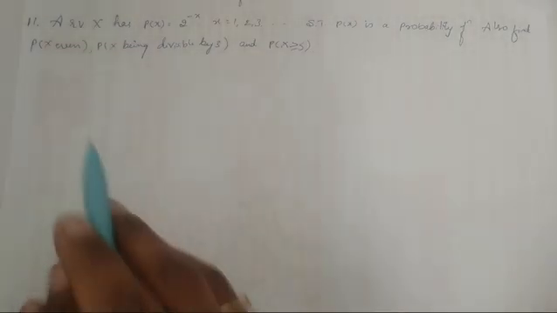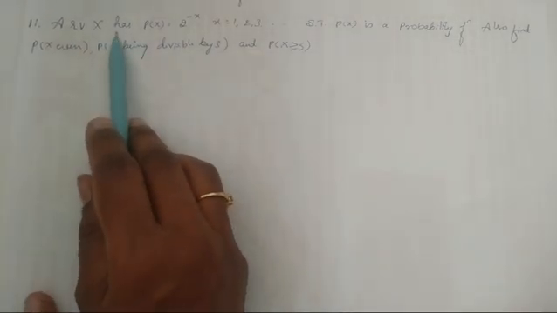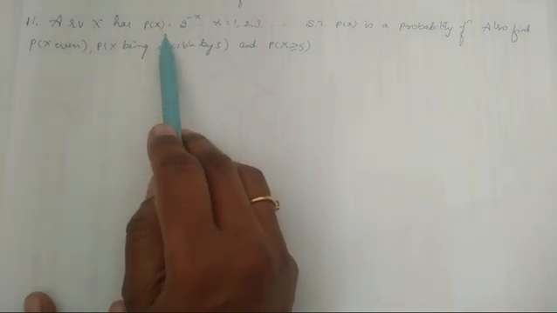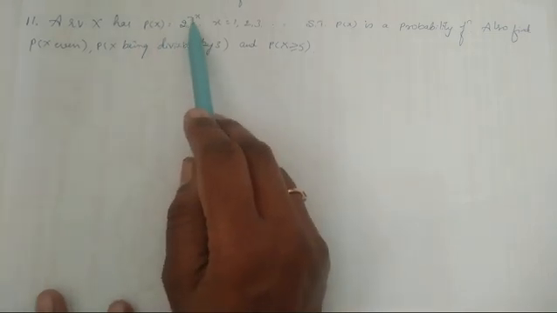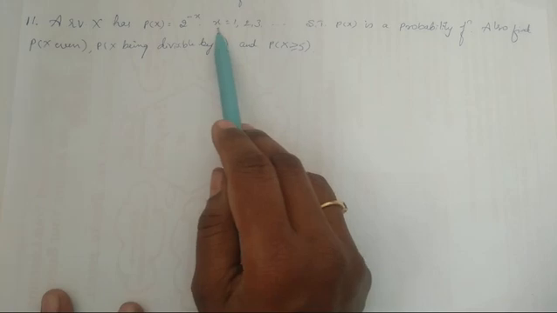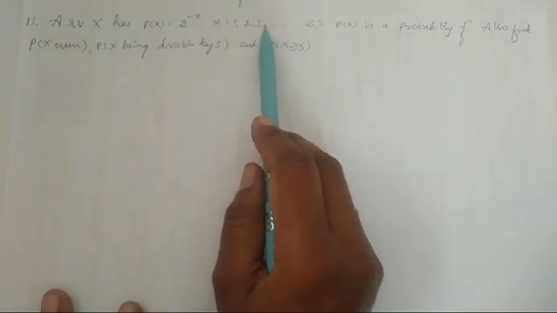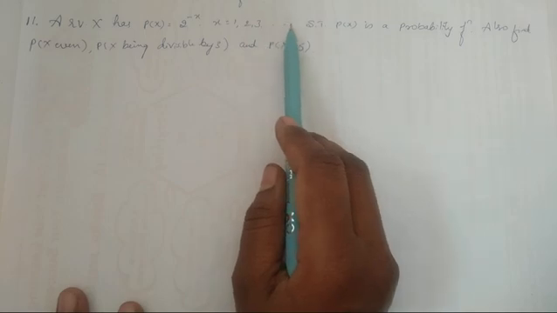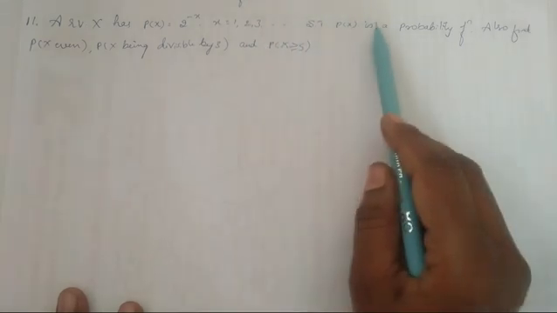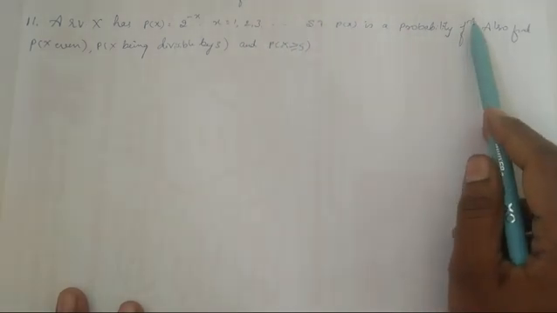The 11th question is: a random variable x has p of x equal to 2 to the power minus x, where x can take the values 1, 2, 3 and so on. It can take any number of values. Show that p of x is a probability function.